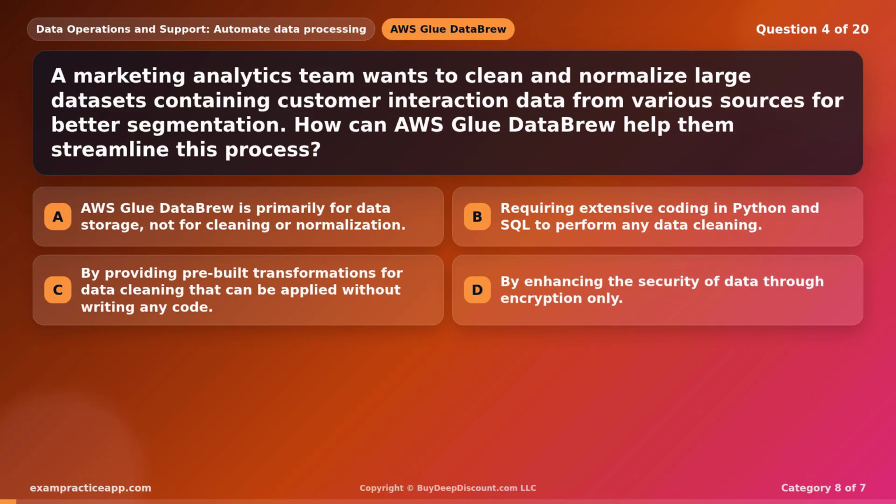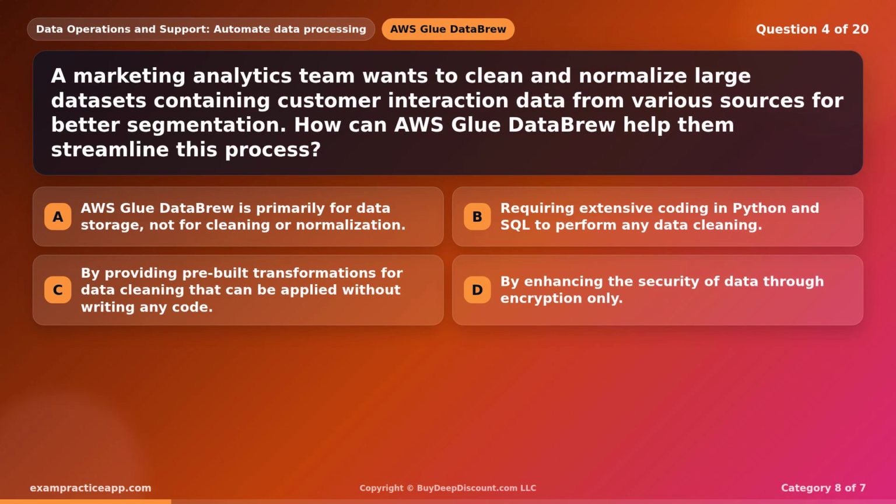Question 4. A marketing analytics team wants to clean and normalize large datasets containing customer interaction data from various sources for better segmentation. How can AWS Glue DataBrew help them streamline this process?